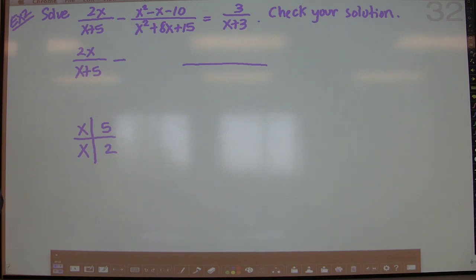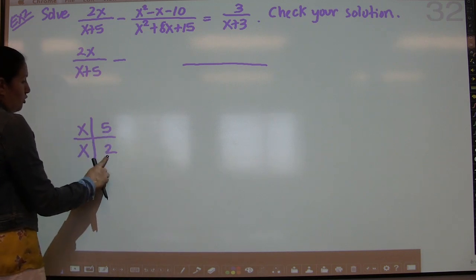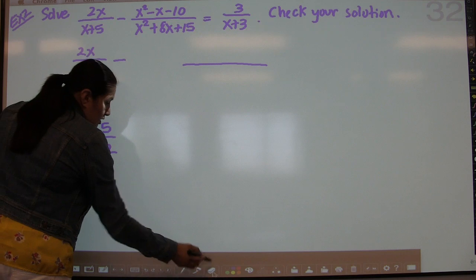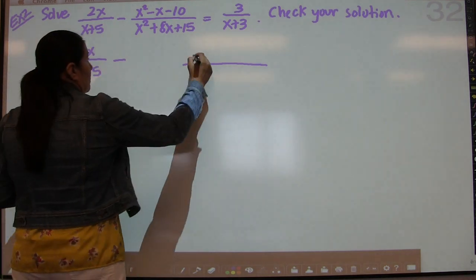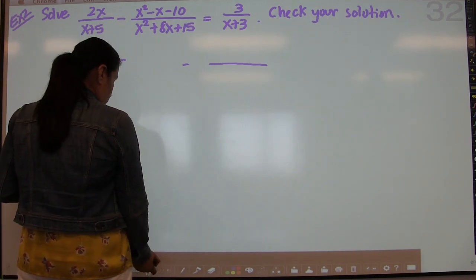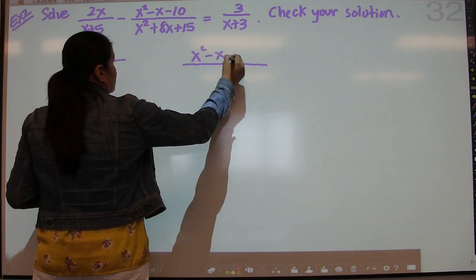let me see here. I don't think we can factor the top actually, because there's no two numbers that are going to multiply to get 10 and also add to get negative 1. So the top will not factor, and that's okay. We're just going to go ahead and write the x squared minus x minus 10 again.